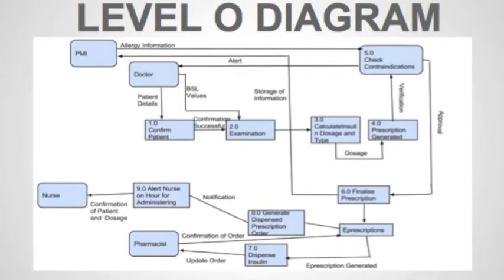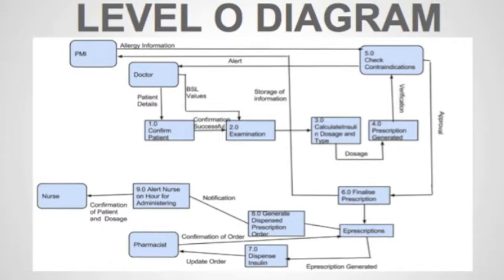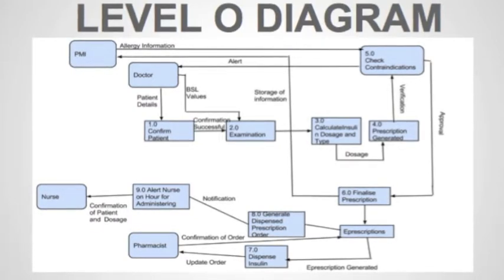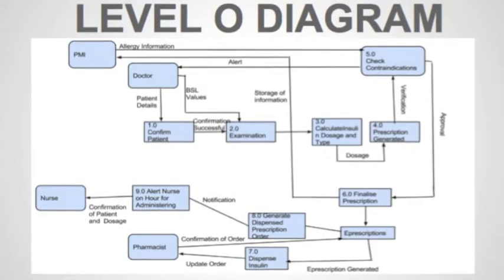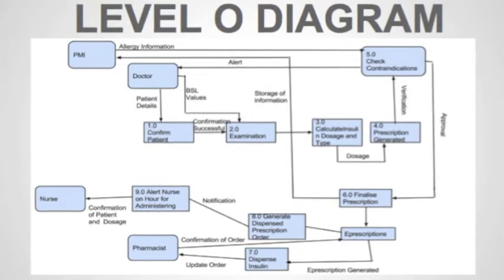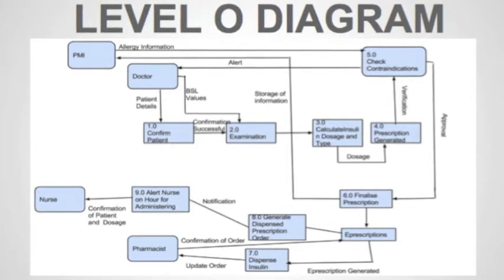With the level 0 diagram, the doctor first examines the patient and which results in BSL values. With the help of the BSL values, the correct dosage and type of insulin is calculated. The draft prescription is then generated, which is checked for contraindications by cross-verifying with the allergy information from the PMI. On confirmation, the prescription is finalized and the details saved in the data storage, and e-prescription is generated, which is picked up by the pharmacist.